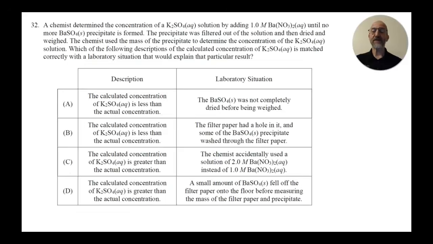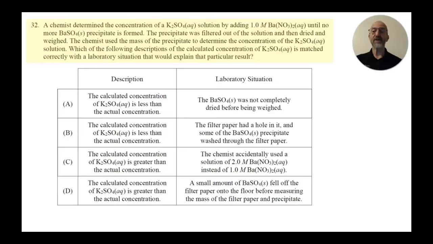In question 32, we are given the description of an experiment. It says, a chemist determined the concentration of a potassium sulfate solution by adding 1 molar barium nitrate solution until no more barium sulfate precipitate is formed. Now, the precipitate was filtered out of the solution and then dried and weighed.